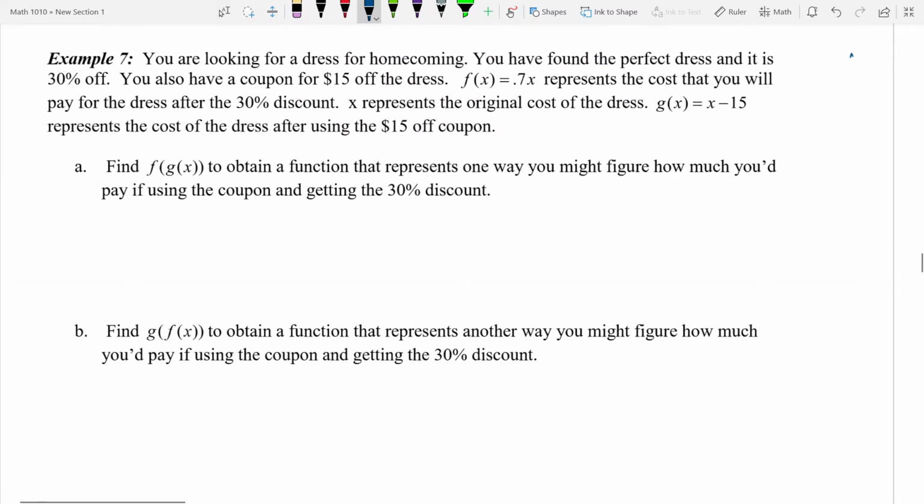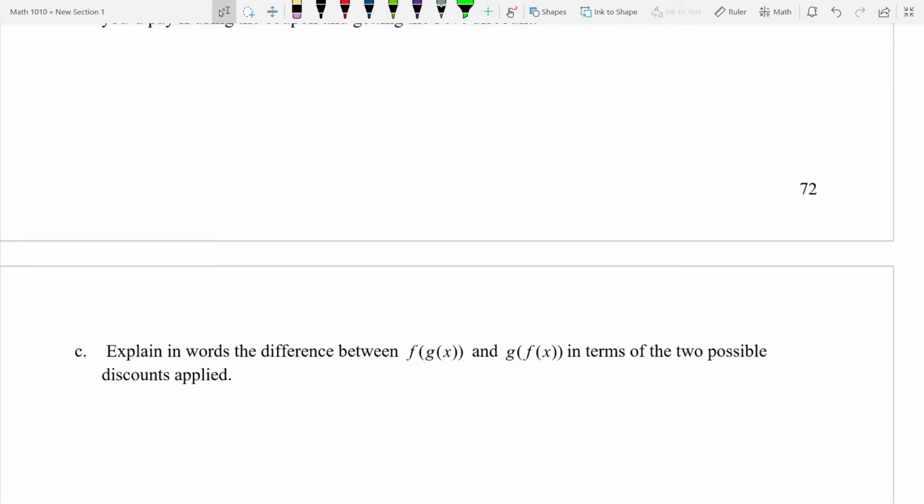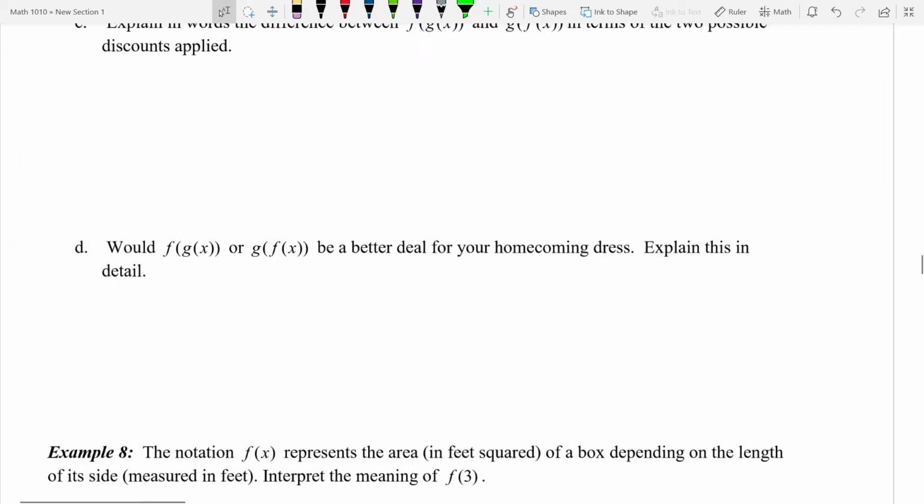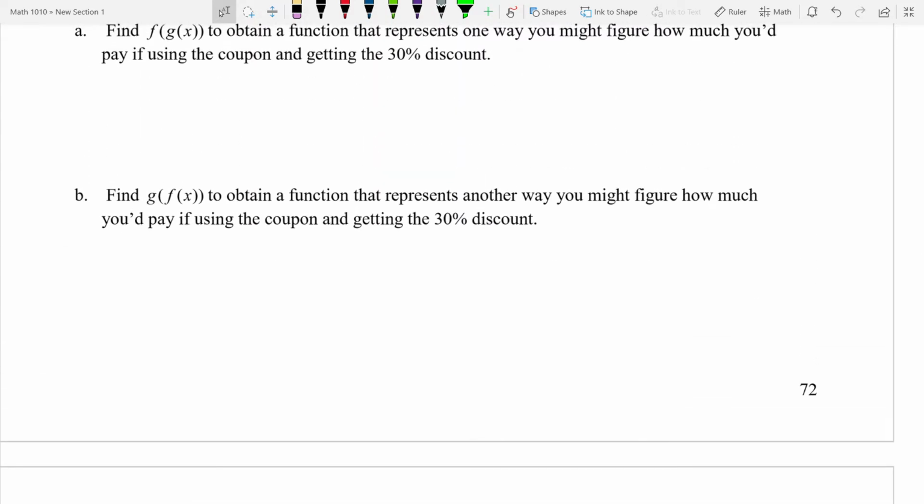And I want you to try to figure out question C, what's the difference? Question D, which one's cheaper? I want you to turn in your groups right now. You're going to do all four of those. Everybody do that for me, okay? I'm going to give you about 5 minutes. I'm going to see if you guys can come up with it. I'm setting the timer for 5 minutes. I'll keep reminding you.